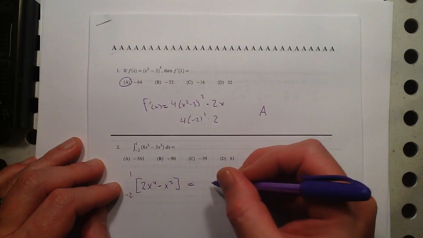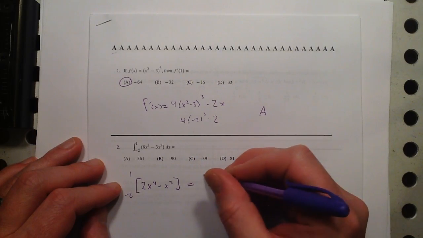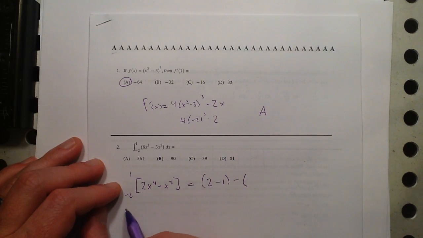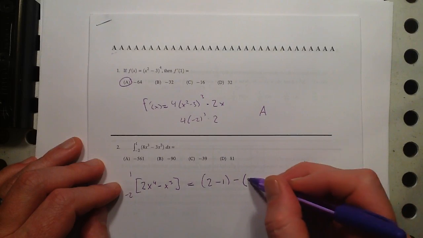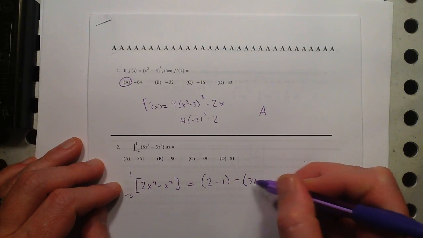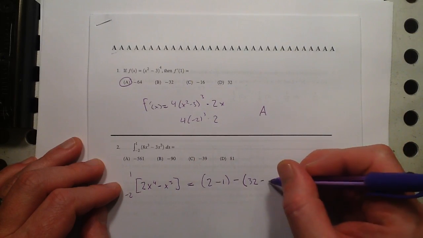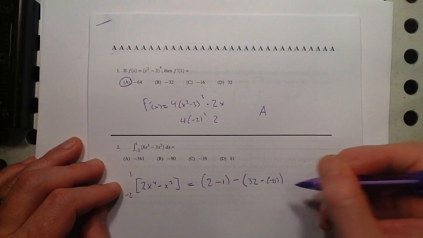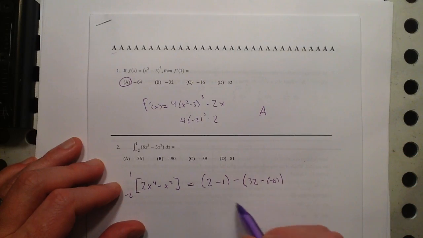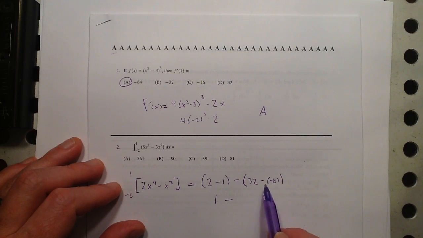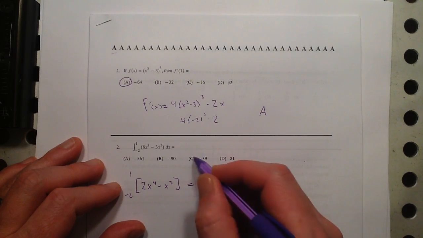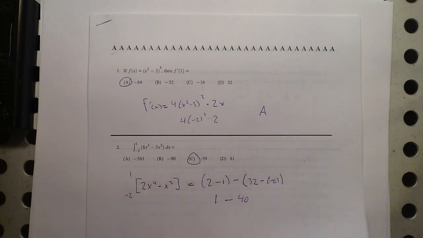So plugging the 1 in, I get 2 minus 1. Plugging the negative 2 in, I get 32 minus negative 2 cubed is negative 8, so be careful. I'll make a sloppy sign mistake there. So that's 1 minus 32 plus 8 is 40. That's negative 39. That's answer choice C.